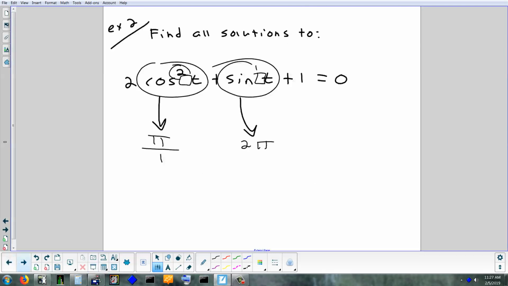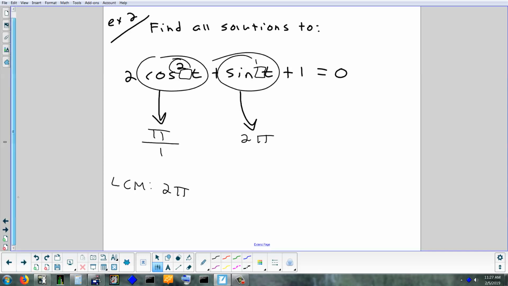Now I have pi and 2 pi, find the least common multiple. What's the least common multiple if you wrote out all the multiples of pi and 2 pi? 2 pi, yep. And this situation seems to come up a lot. It doesn't have to every time, but in most of the problems that we're practicing, the least common multiple is 2 pi. Now, all that this tells you is how to set your calculator screen.